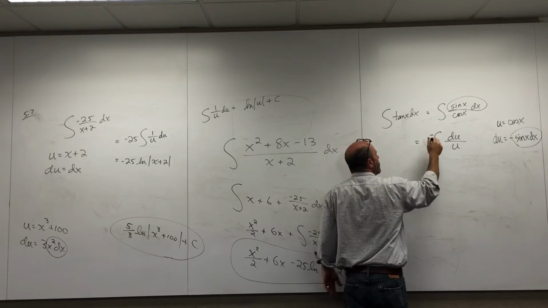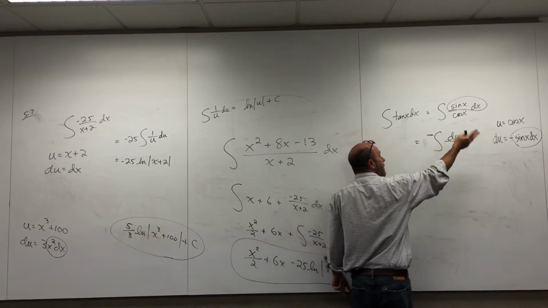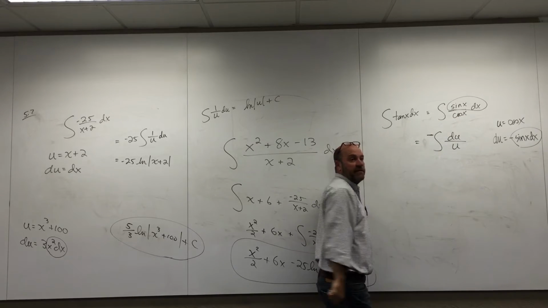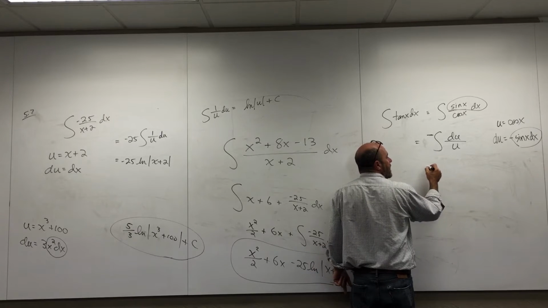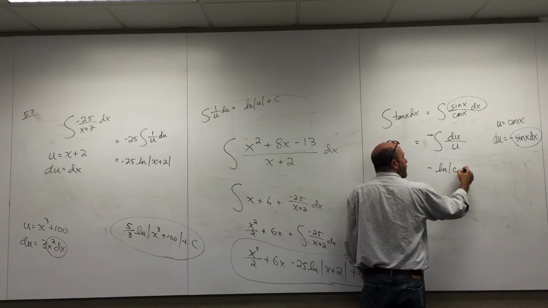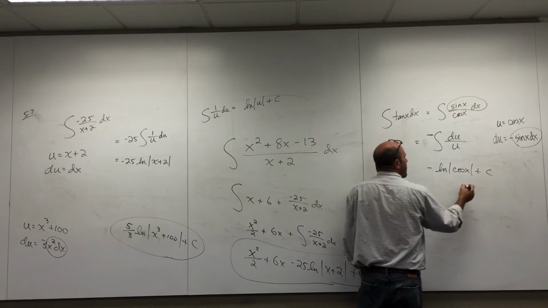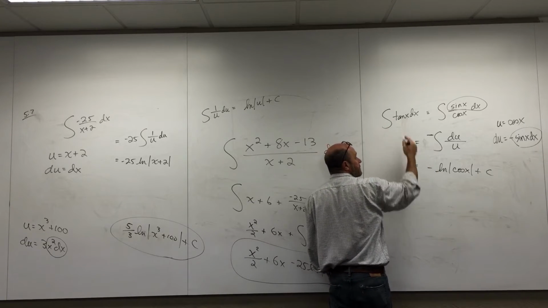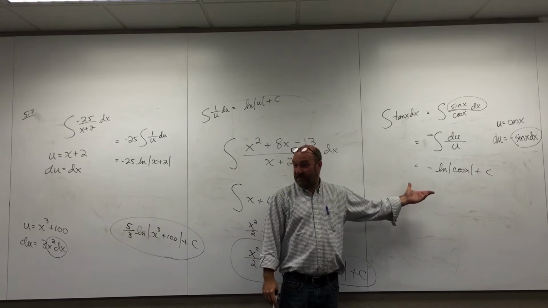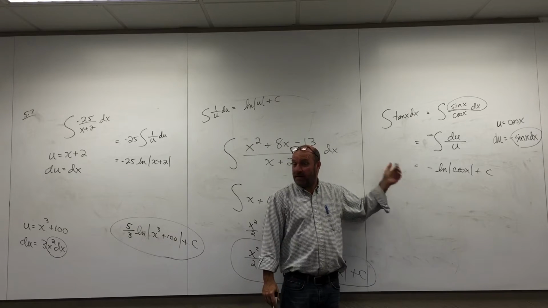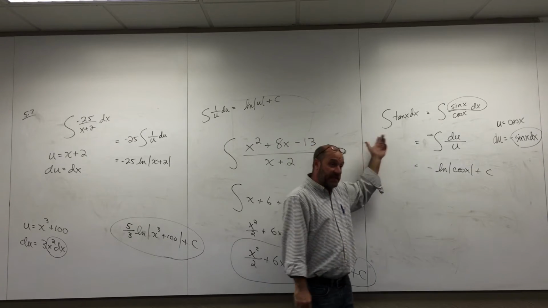Are you guys okay? So now how do you integrate a du over u? Natural log. Natural log of u with a negative sign out front. Negative natural log of cosine x. That's the integral of tangent. It's kind of weird, but that's the integral of tangent. Maybe you should memorize that.